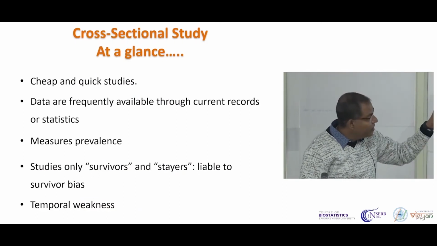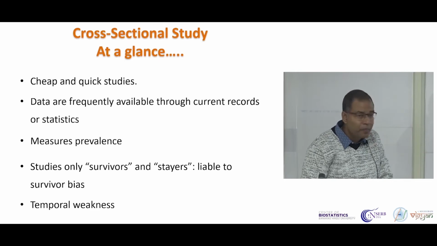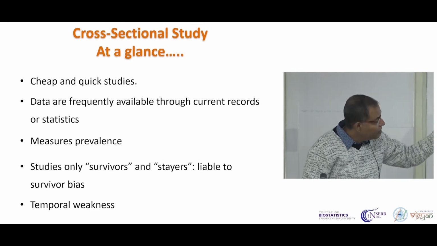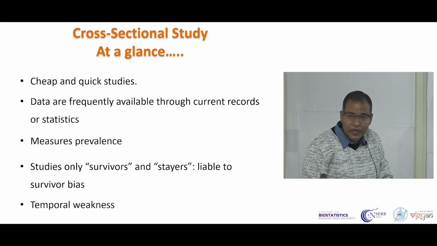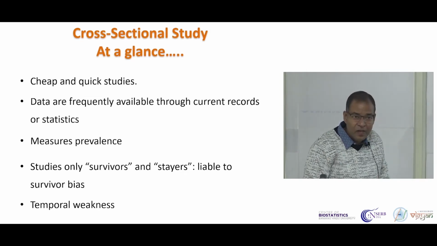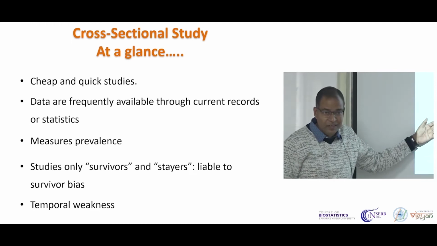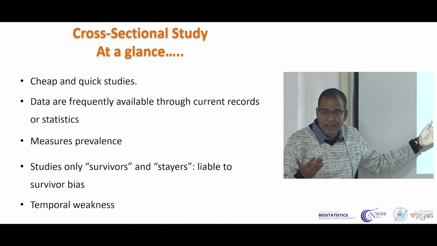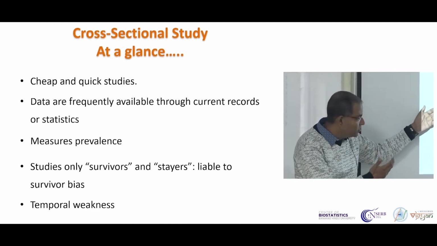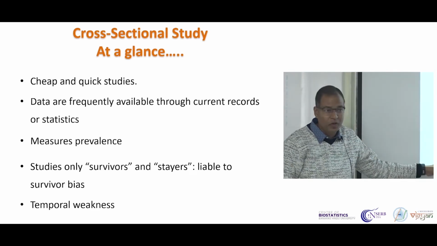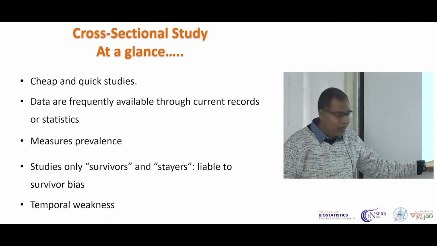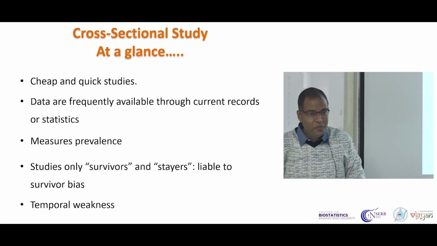Cross-sectional study, what are the advantages? Very cheap and quick studies. Data available from current records or statistics. It can measure the prevalence. The problem is this: it studies only the survivors. Those who have died early, we can't take in most situations. And the other problem is this one. What is that? Temporal weakness.